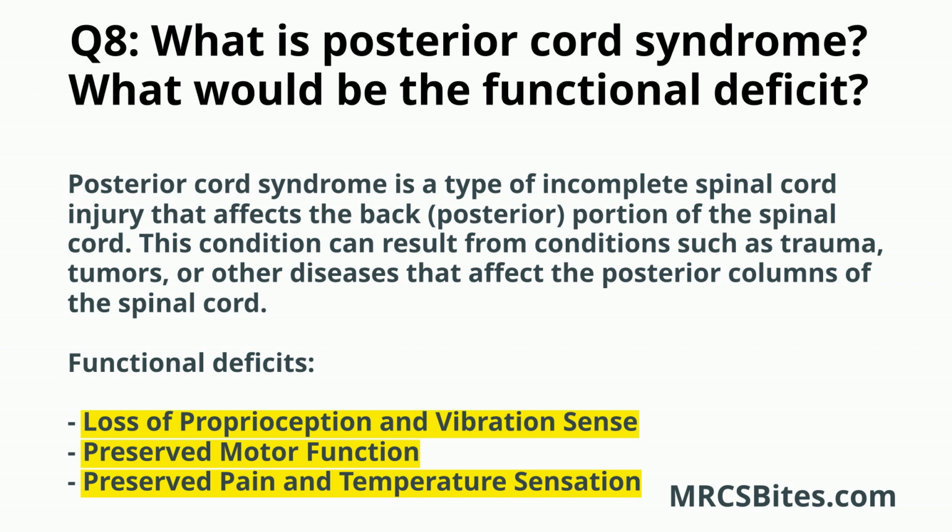As a result, motor function may be preserved, and individuals might retain their ability to move, although there may be some degree of motor impairment depending on the extent of the injury and any associated complications. The spinothalamic tracts, responsible for pain and temperature sensations, are usually unaffected. Therefore, individuals with posterior cord syndrome often retain their ability to sense pain and temperature. Overall, the primary challenge in posterior cord syndrome is the loss of proprioception and vibration sense, which can affect balance and coordination, while motor function and pain temperature sensation remain relatively intact.